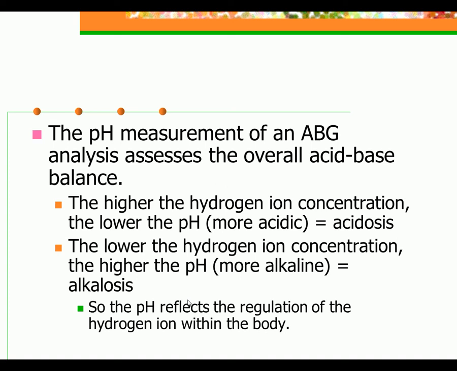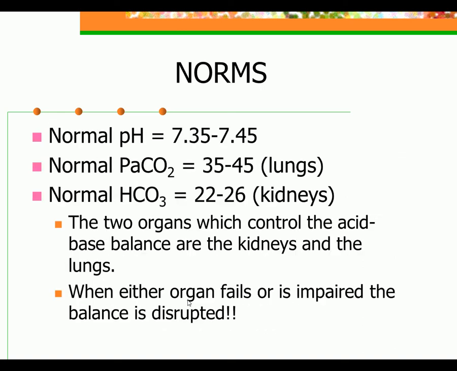So if we want to know if someone's in acidosis or alkalosis, I have to look at the pH. Okay? pH concentration of an acid element in a solution is equal to the hydrogen ions. Okay? Norms. Normal pH, 7.35, 7.45. Have you heard that several times now?